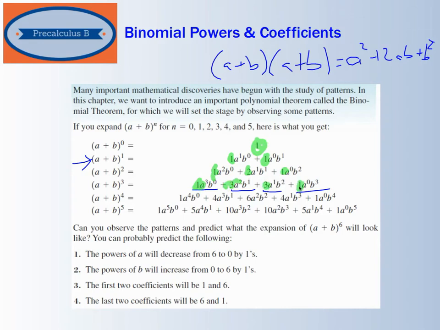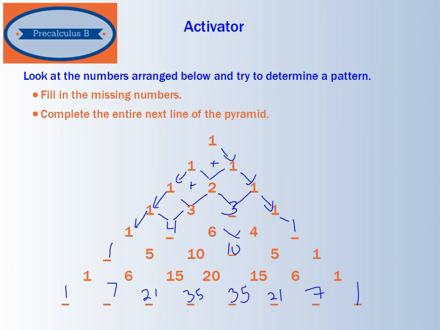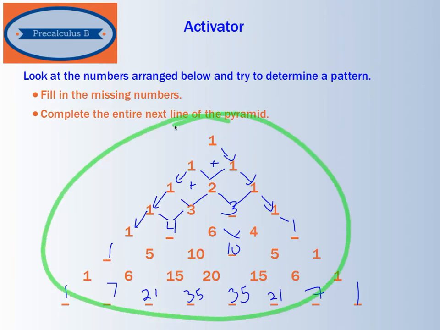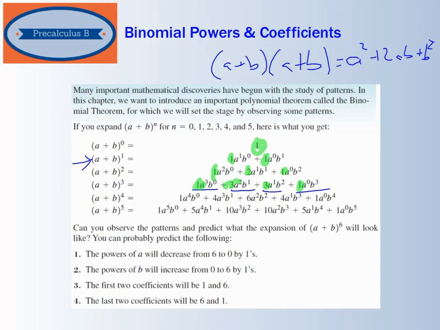If you start looking at just these coefficients, you might notice that they're the exact same as the numbers in Pascal's triangle, or in that triangle that we saw before. If we start looking at the exponents, let's go back to that. Okay, if we start looking at the exponents: a to the first, a squared, a to the third, a to the fourth, a to the fifth.